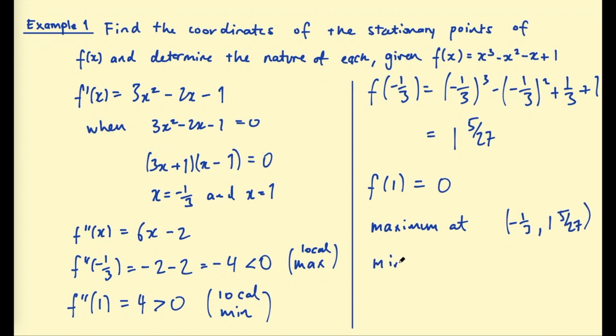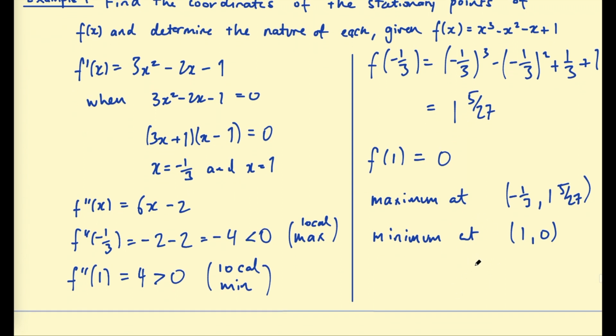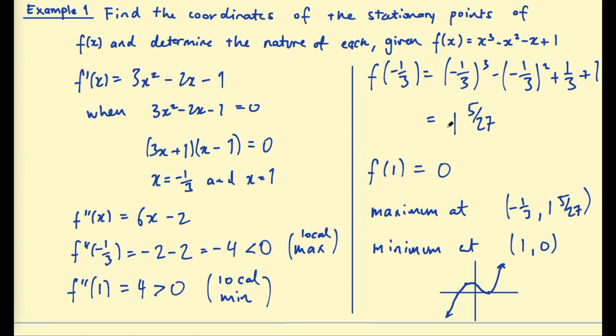And we have our minimum at 1, 0. So you could even go ahead and make a quick sketch if you wanted to, just to see what that would look like. This is going to be a really tiny sketch, but our minimum is at 1, 0, which is over here somewhere, and our local maximum is at negative a third, about 1, so maybe here. And this is a cubic, so a positive cubic, so it looks something like this. All right. So there we go. We've found all the stationary points and their natures.